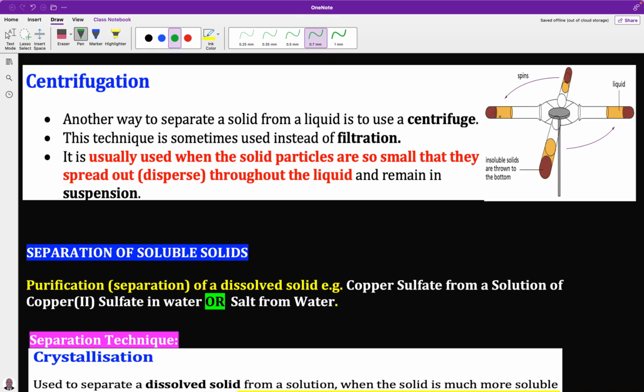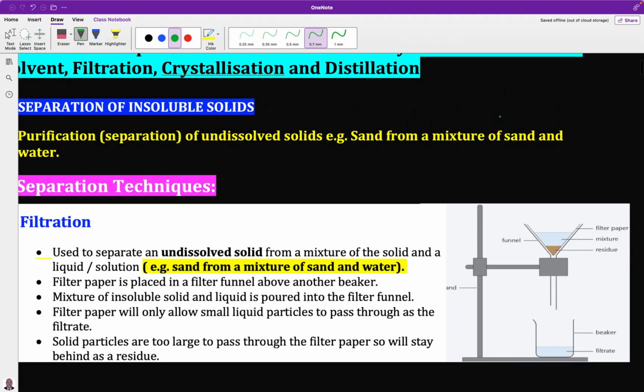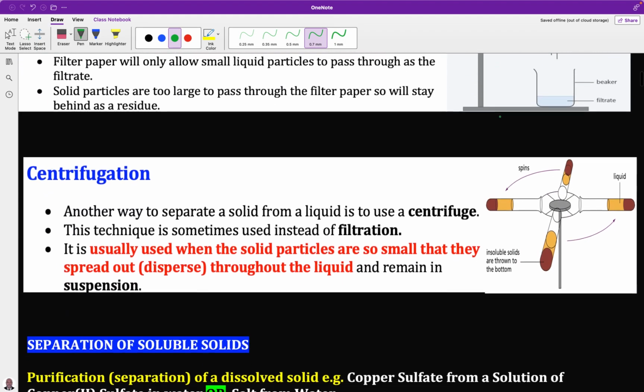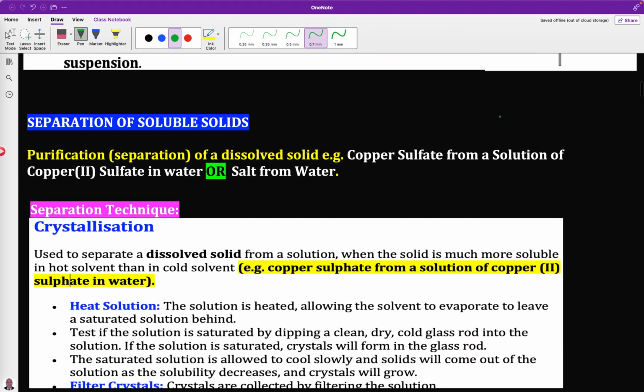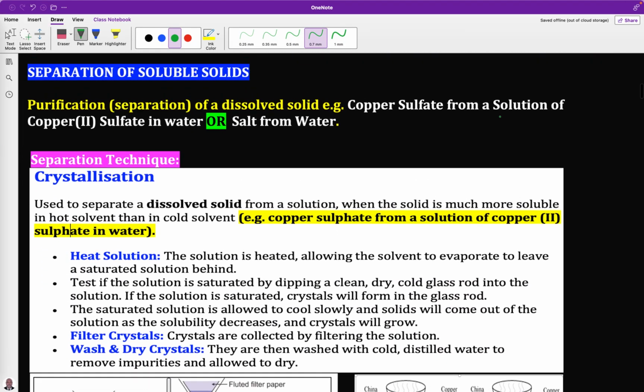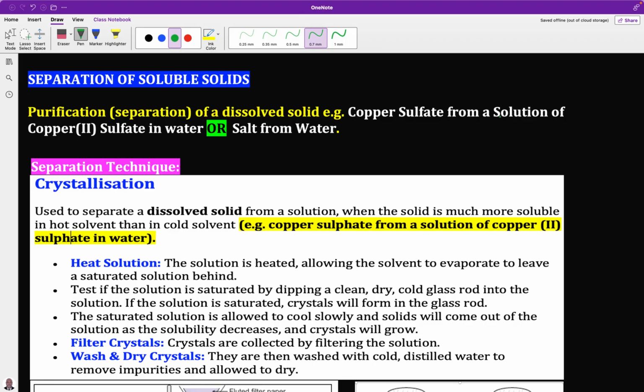Our second method of separation is separation of soluble solids. The first one was separation of insoluble solids. Now we go to separation of soluble solids. The purification or separation of a dissolved solid. We are talking of copper sulfate from a solution of copper 2 sulfate in water, or salt from water.